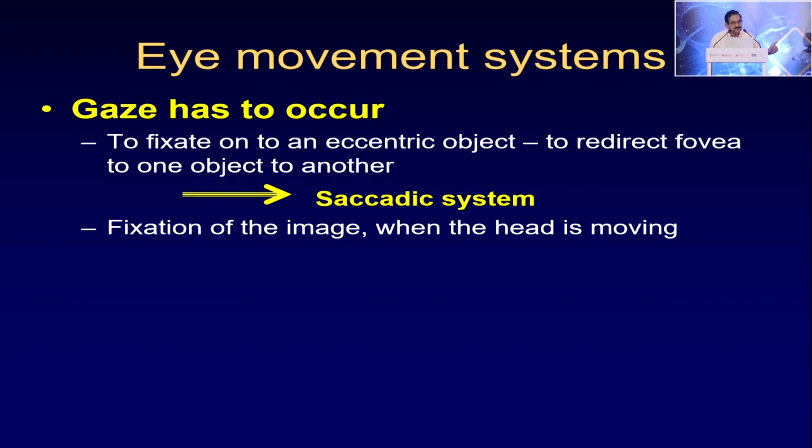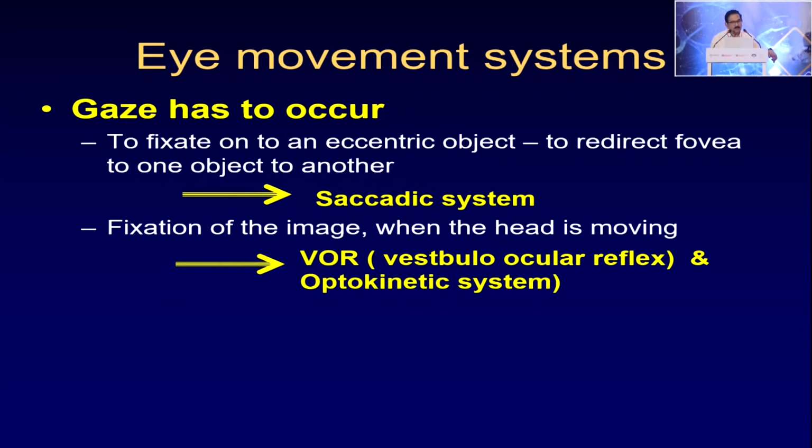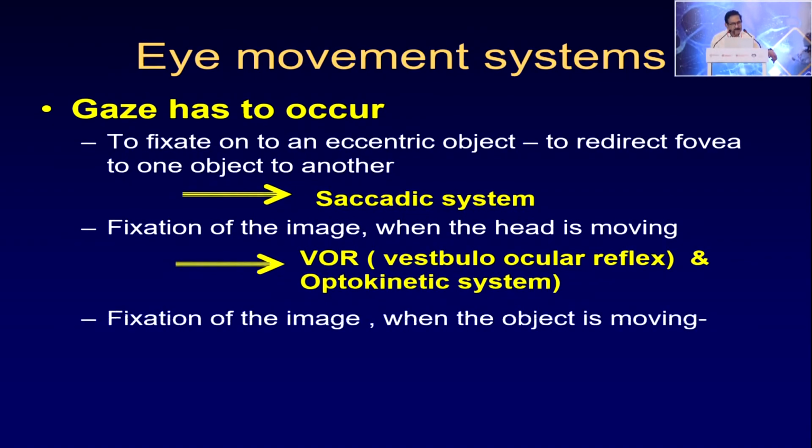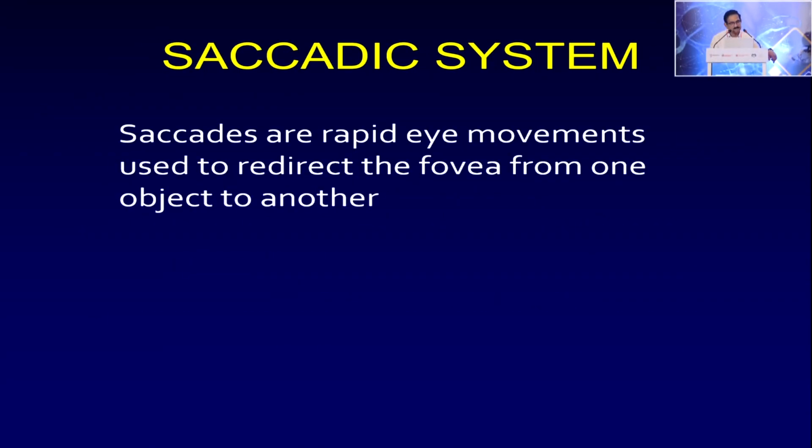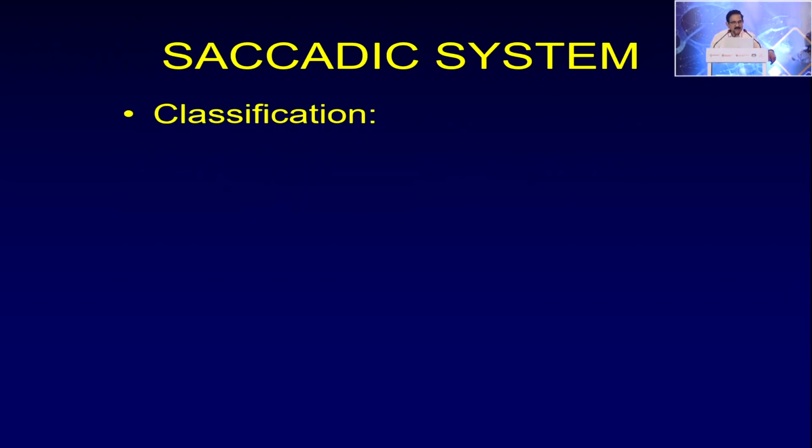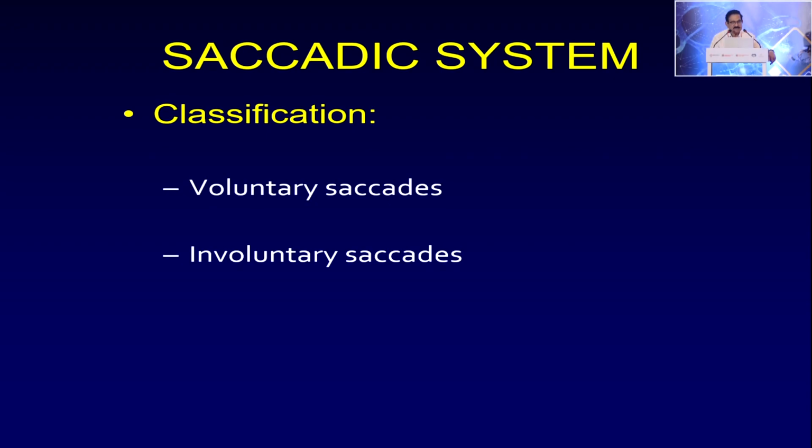Second is the fixation of the image when the head is moving, where the eye is fixed to the target. That is done by the VOR and the optokinetic system. Third, you have to fixate the image when the object is moving either horizontally or anteroposteriorly. That is done by the pursuit system and the vergence system. Now, coming to the saccadic system: saccades, as you know, are rapid eye movements used to redirect the fovea from one object to another. They can be voluntary or involuntary saccades. Involuntary saccades are largely reflexive saccades.